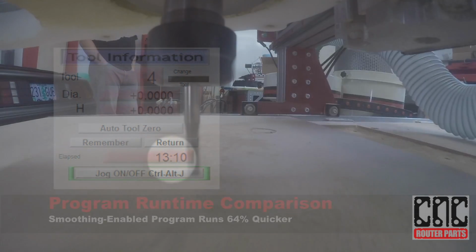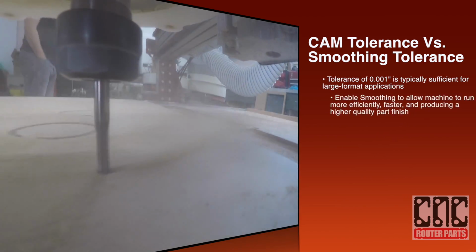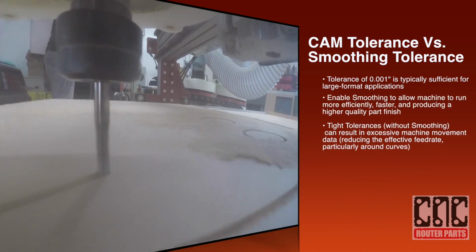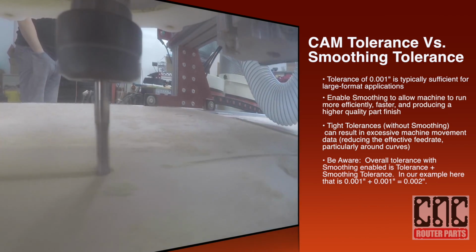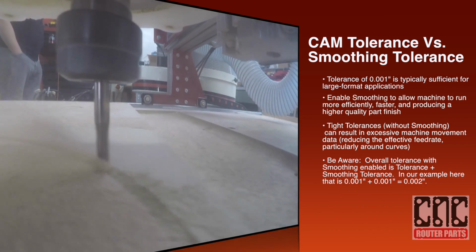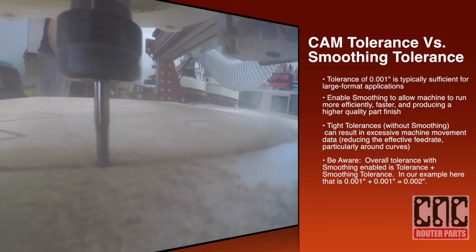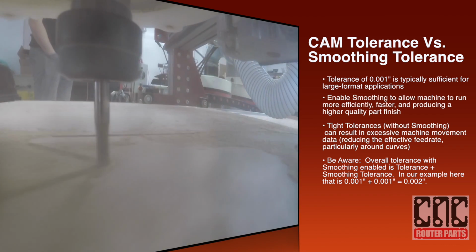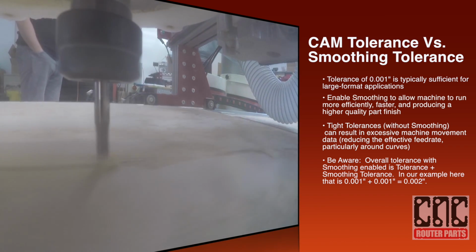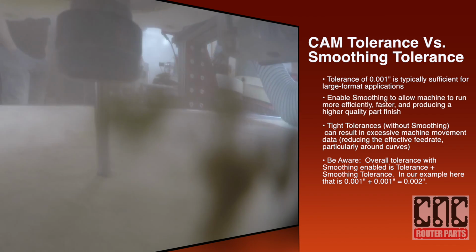In conclusion, our recommendations are that you set your tolerance, enable smoothing, understand the relationship between tolerance and productivity, and know that your overall tolerance with smoothing enabled is effectively the sum of both values. This was a fairly long video for what amounts to one checkmark, and hopefully you have a sense for what the tolerance and smoothing features do in Fusion, and our hope is this will empower you to create more productive programs with this powerful 3D CAD/CAM tool.